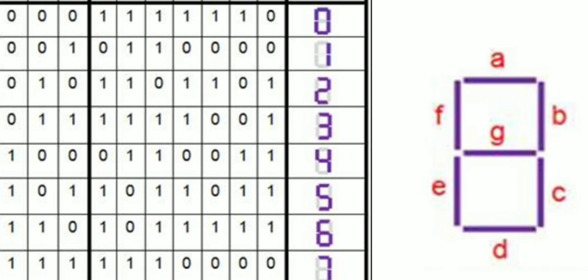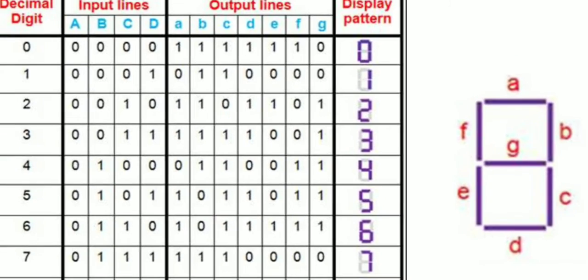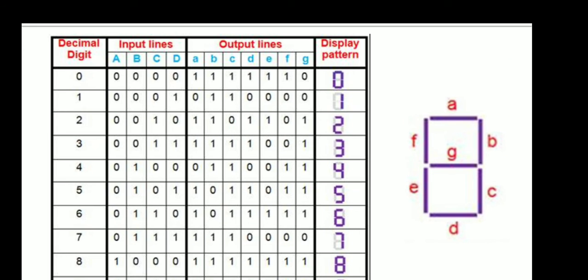To represent the number 4, the LEDs used are F, G, B and C. To represent 5, the LEDs used are A, F, G, C, D. And to represent 6, we only switch off B, that means the B LED is not working and all other LEDs are on. So we write 0 in place of B and all others are 1.